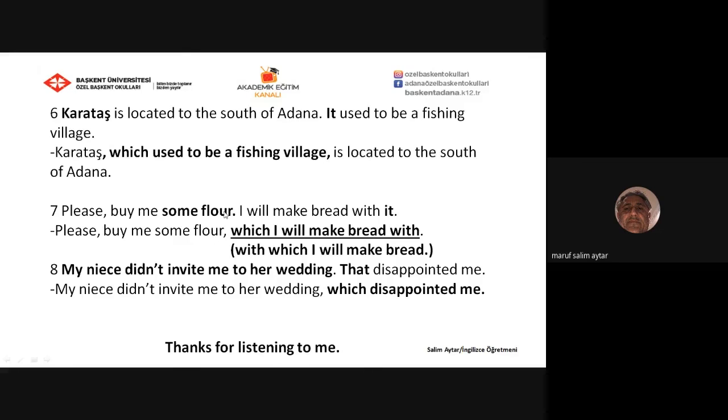Please buy me some flour. Flour, like the general concept of milk, school, okay? Please buy me some flour, which I will make bread with, or with which I will make bread. And finally, my niece didn't invite me to her wedding, comma, which disappointed me, okay? So it gives extra information about the noun, and also it refers to the whole sentence given here.